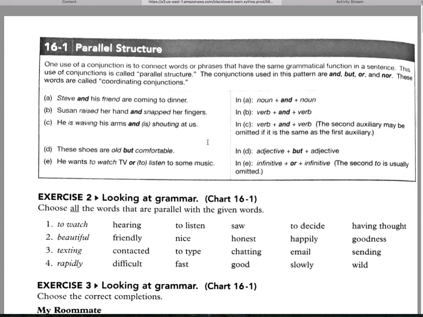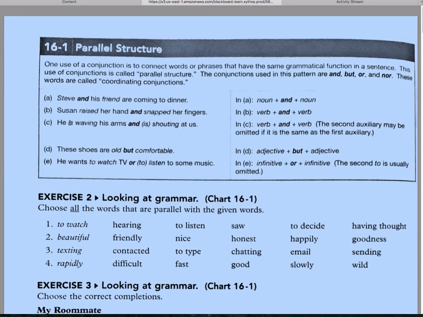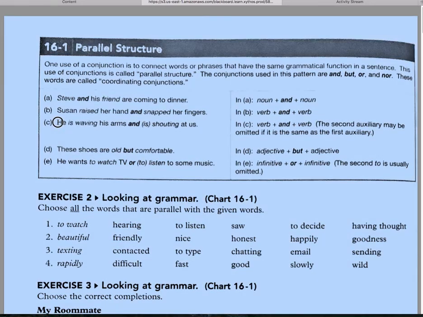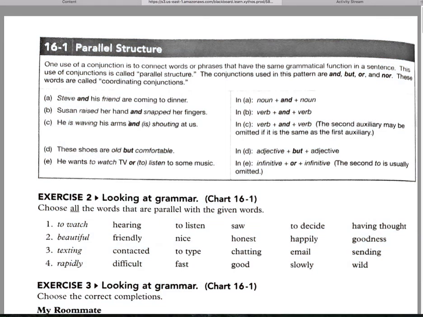The second auxiliary may be omitted if it is the same as the first auxiliary. In this particular case, if you notice, is in parentheses. That means you don't need to say it. So here, you're looking at a present progressive verb with the conjunction and then shouting. Since it's also present progressive, you don't have to repeat the second auxiliary, okay? So you can say, he is waving his arms and shouting at us, or he is waving his arms and is shouting at us.